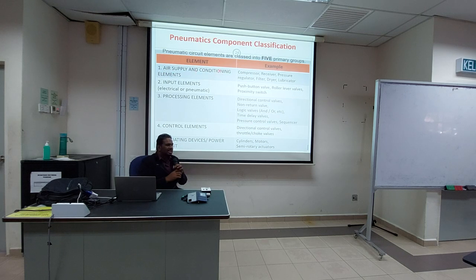Conditioning maksudnya the preparation of the compressed air. So, kalau ada keperluan untuk filter, you filter dulu. Kalau ada keperluan untuk lubricate, you lubricate, regulate. So pastikan air supply to the system is in optimal condition for the operation. So ini adalah first element. So ini adalah example, ada compressor, ada receiver, ada pressure regulator, filter, dryer, lubricator. So semua ni kita akan tengok dalam chapter 2.